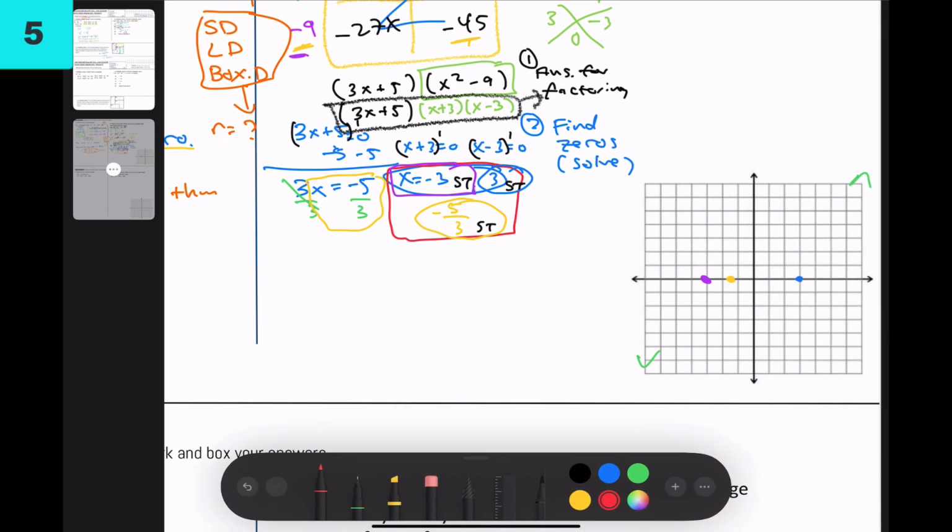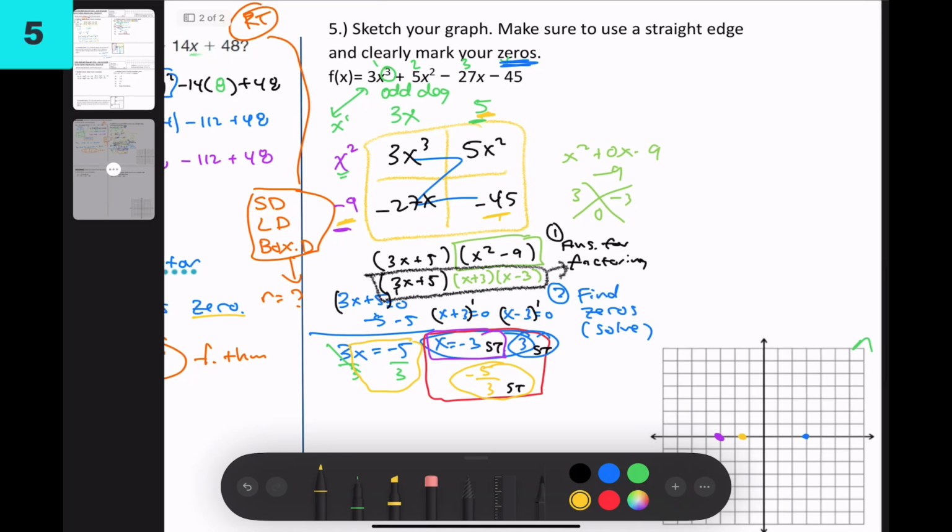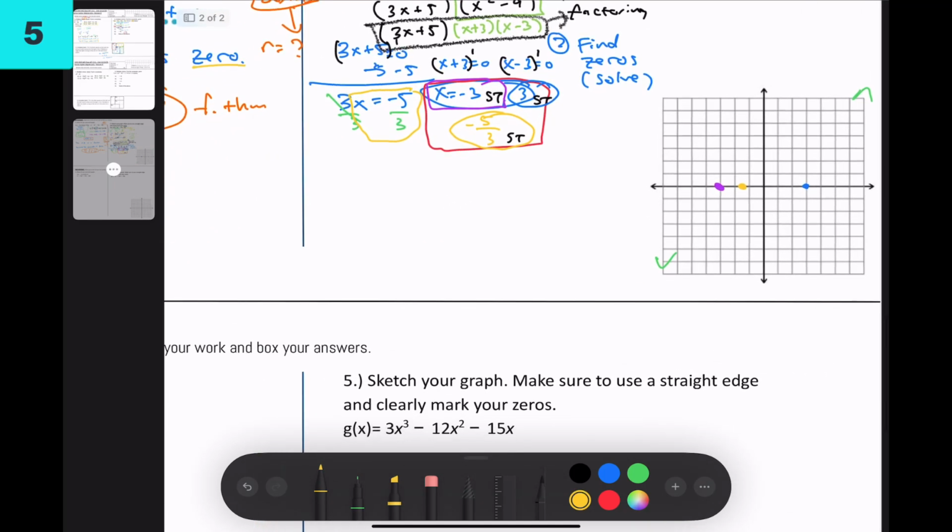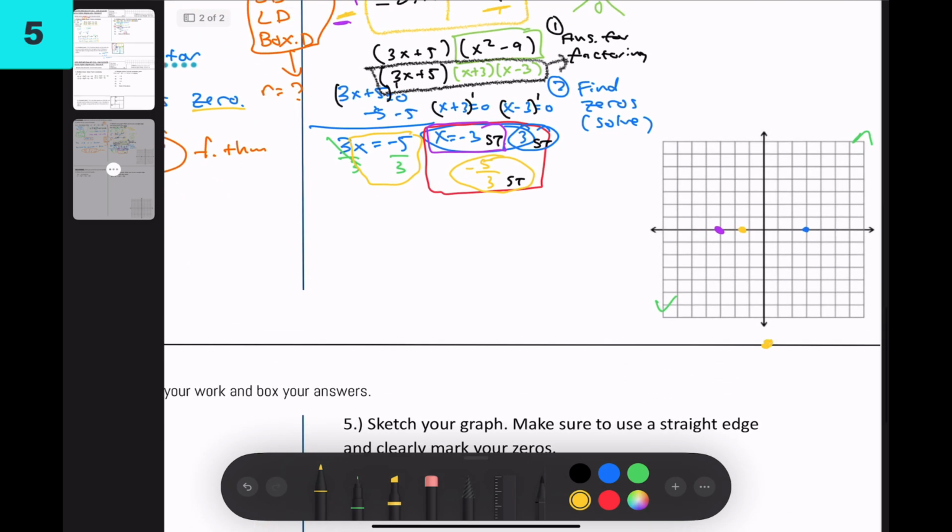Sketch it. And then you also have a point, the y-intercept, -45. You'll get that if you make x equals 0. So negative way down here. Okay, let's sketch it. We're shooting through, shoot through really low, and then something like that. Okay? So that's what ours looks like.